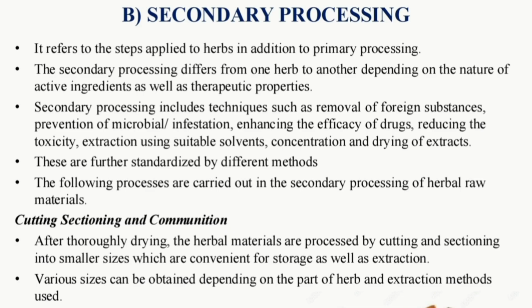There are certain processes which are carried out in the secondary processing of the herbal raw materials, like cutting, sectioning, and comminution. After thoroughly drying, the herbal materials are processed by cutting and sectioning into small sizes which are convenient for storage as well as extraction. The various sizes can be obtained depending on the part of the herb and the extraction methods used.